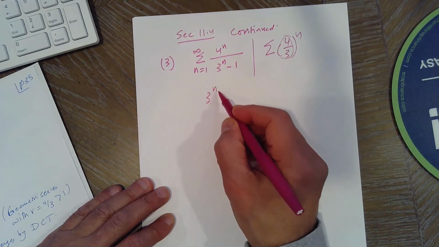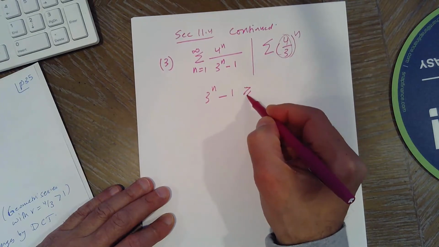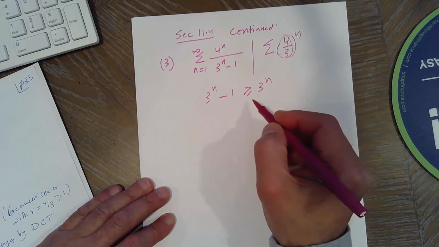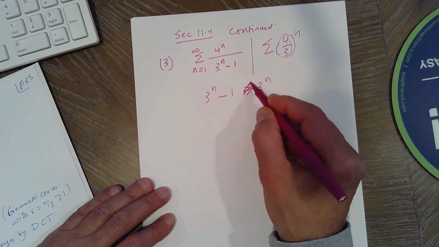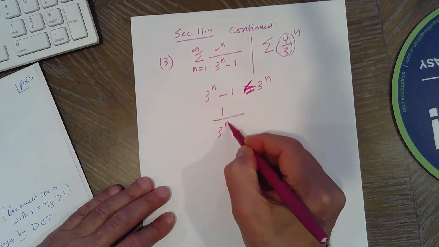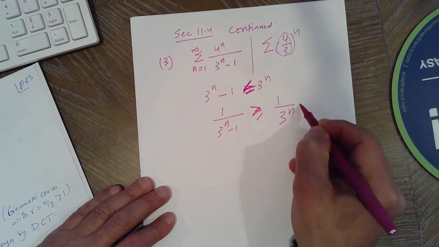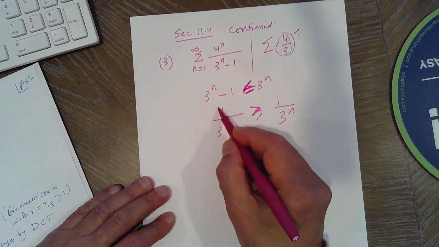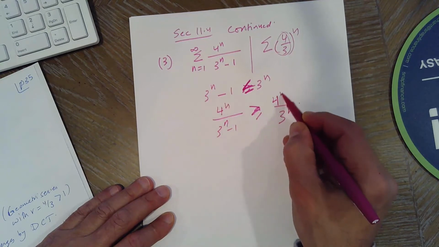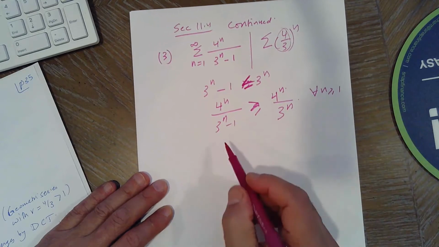We're going to do 3 to the n minus 1 is, we want it to be greater or equal to... It's less or equal, sorry. It's going to be greater or equal when we flip it. 1 over 3 to the n minus 1 is greater or equal to 1 over 3 to the n. If we times by 4 to the n, 4 to the n is positive, and that's true for all n greater or equal to 1.